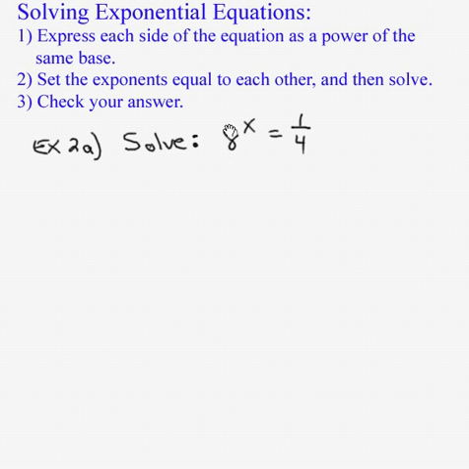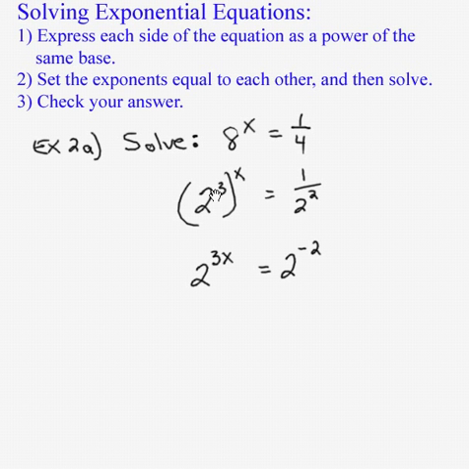So let's look at this one. 4 and 8 look like they're powers of 2, so let's see if we can rewrite that. So 8 is 2 to the 3rd power, 4 is 2 to the 2nd power, but I have 1 over 2 to the 2nd power. Well, let's try to make that just a power of 2 and say that's 2 to the negative 2nd power, because the negative exponent means take the reciprocal.